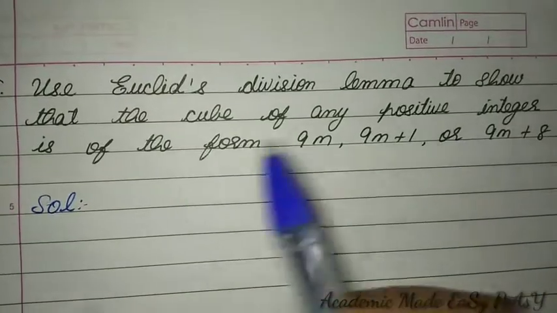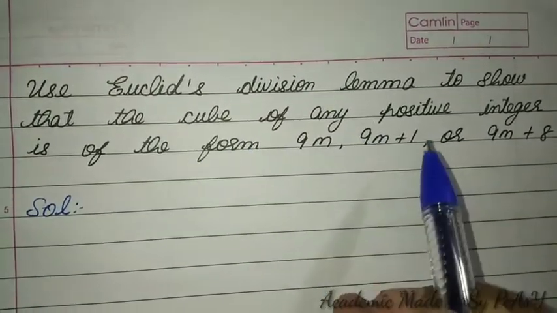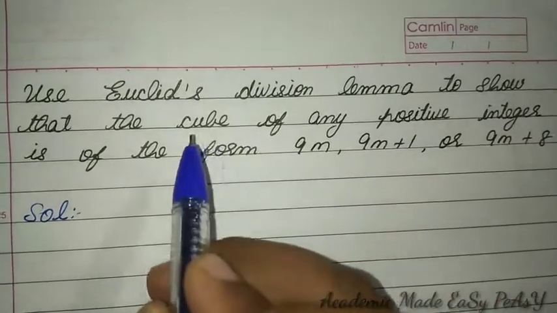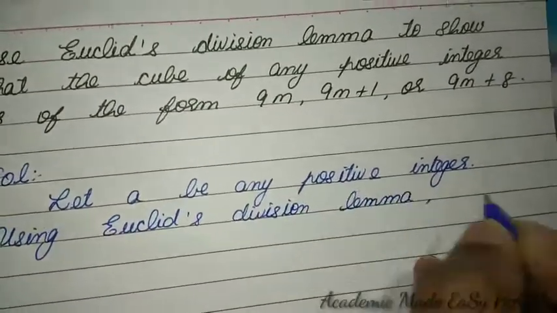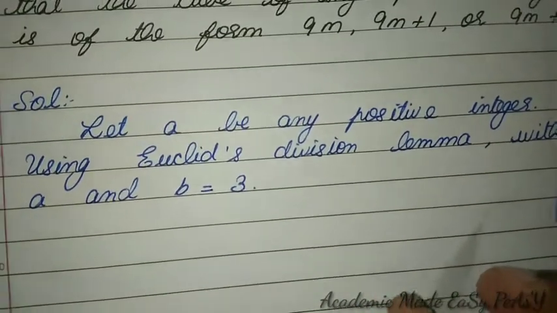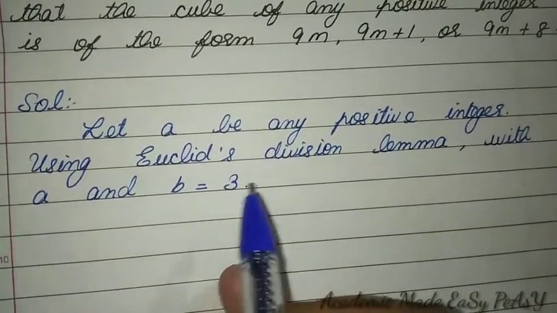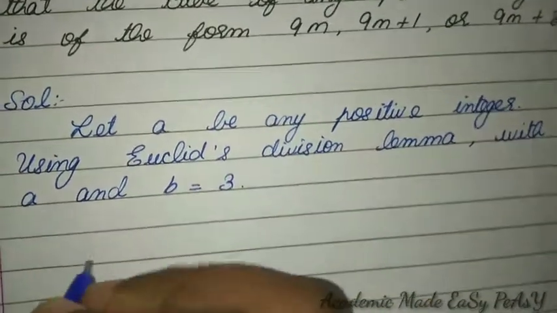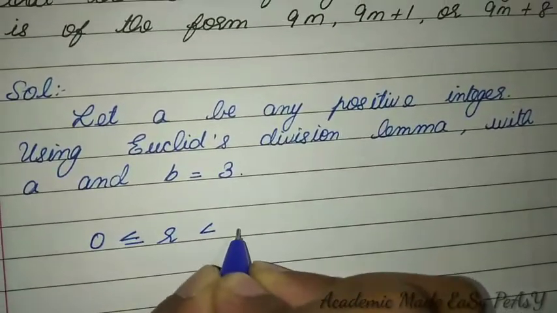In the previous sum we saw this for a square, isn't it? The same thing will be applied over here also, but for a cube. Let a be any positive integer. Using Euclid's division lemma with b equal to 3, we also know that 0 is less than or equal to r, which is less than b.